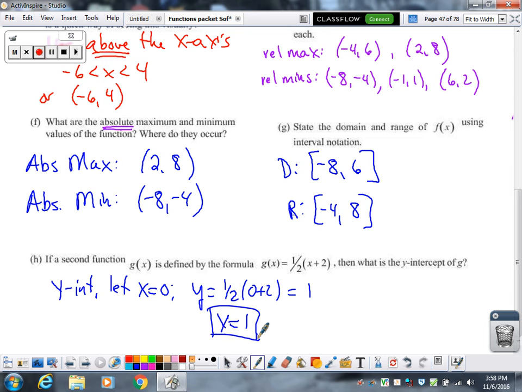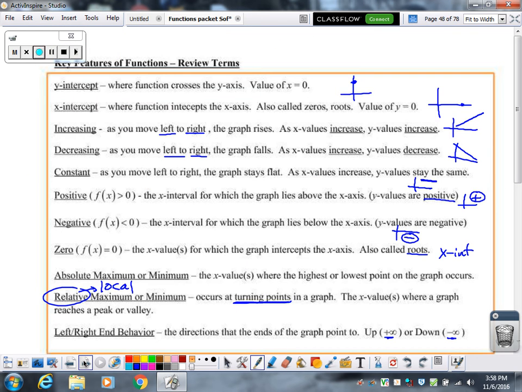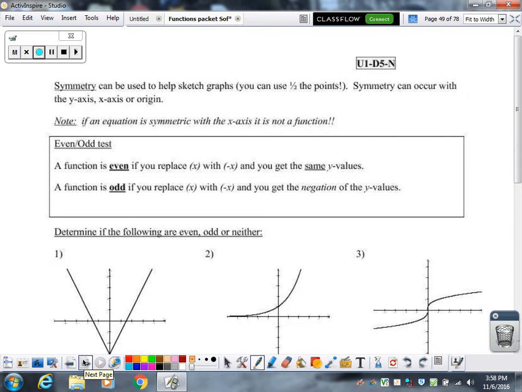All right, so far all that's been reviewed. The next page, we'll talk about the symmetry. Symmetry can be used to help sketch the graphs because we only need half the points, just like with parabolas. Symmetry can occur within the y-axis, x-axis, or origin.